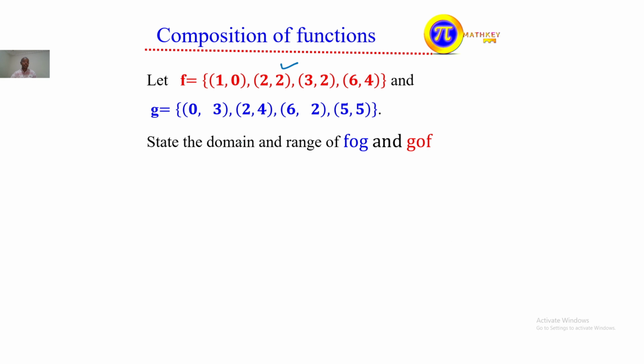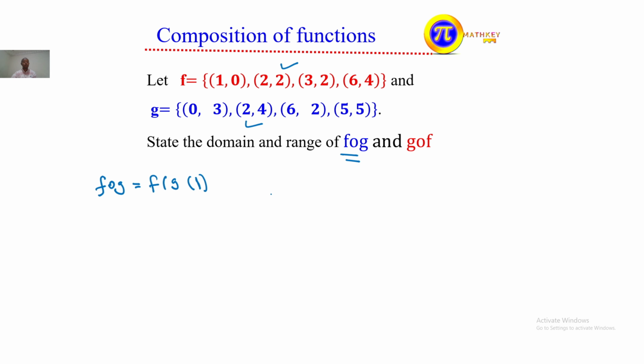Let f and g be given in such forms. Then state the domain and range of fog x. Fog here, it says, so f of g. Fog means in this case f of what? g of something. So when you come to here, you know that the domain of fog is a subset of the domain of g, and at the same time the range of fog is a subset of the range of f.